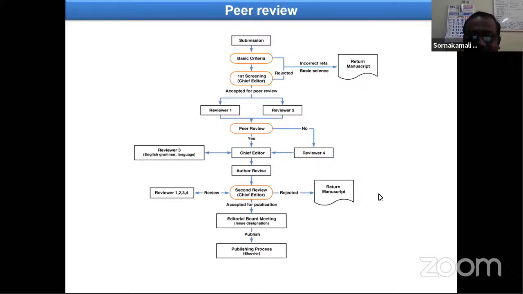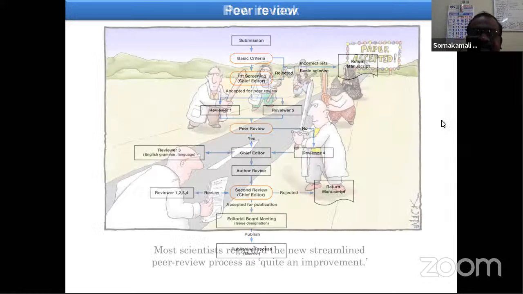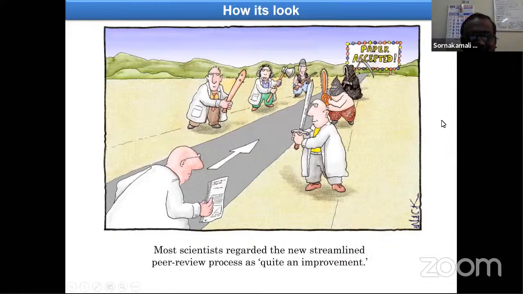Then based on the reviewer comments, the editor may accept the manuscript. Once accepted, the editorial board meeting will be convened to decide the issue of publication. Finally, it gets published. So this is the peer review process in the Elsevier system. Okay, so whenever we have a manuscript, this is the long way to go.